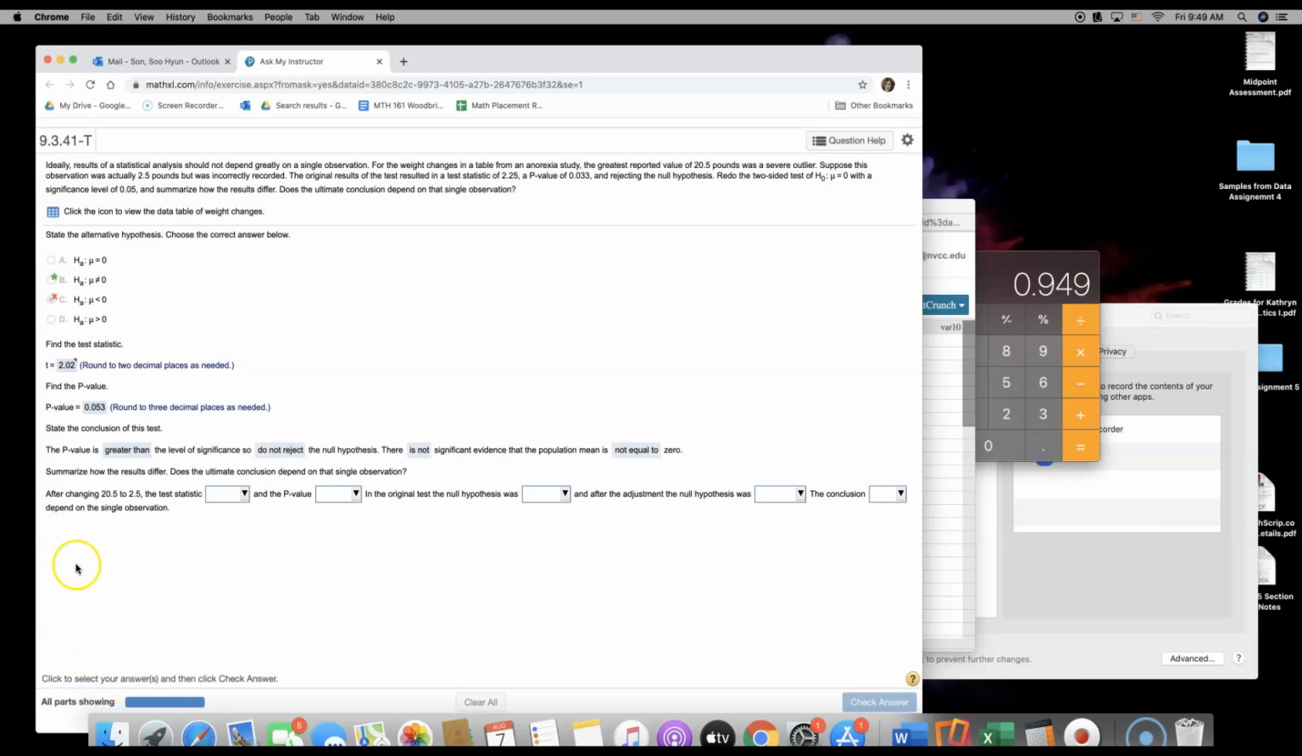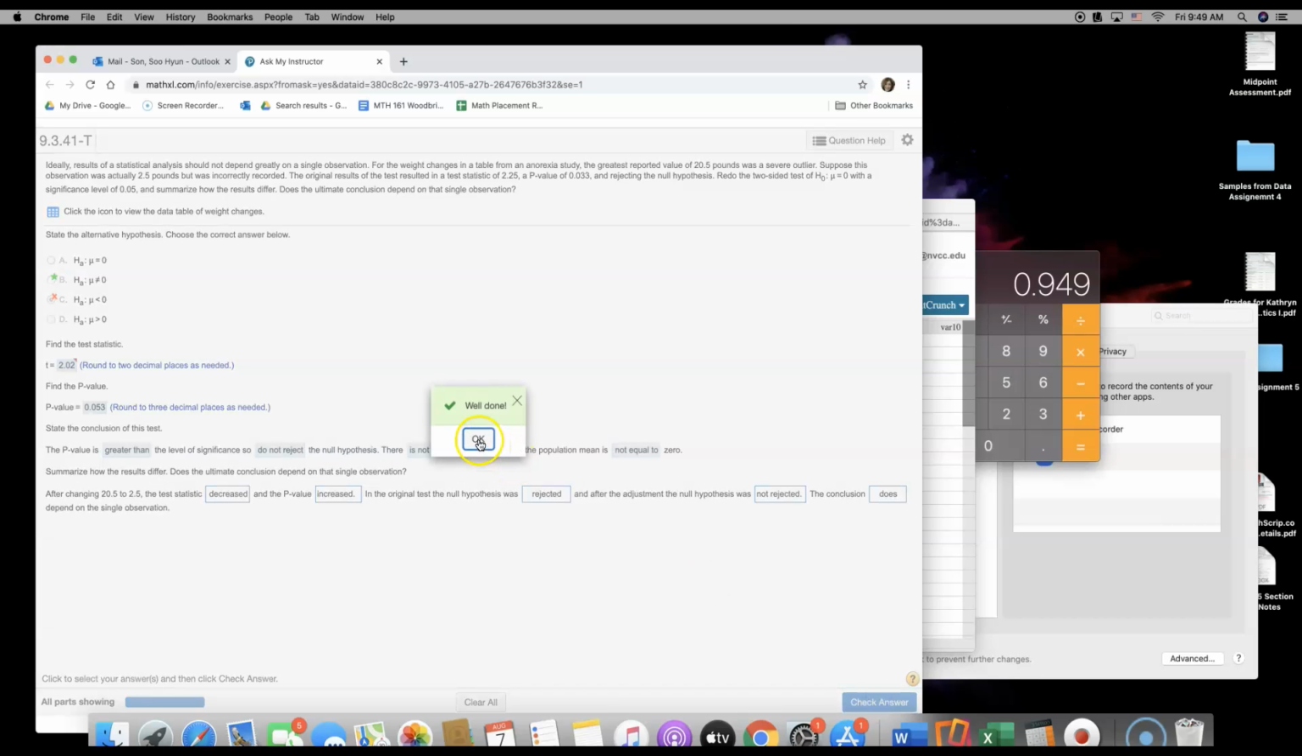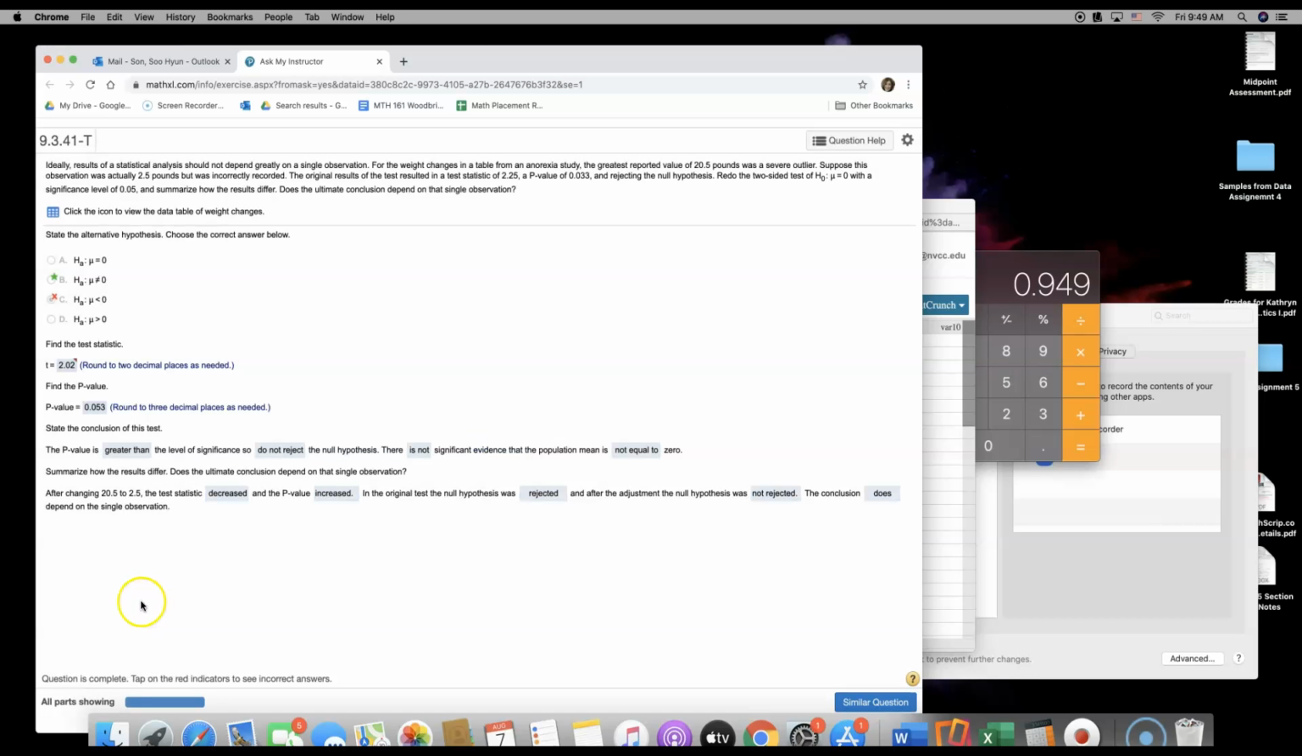Oh, one more. After changing 20.5 to 2.5, the test statistic decreased and the p-value increased. The original test on the null hypothesis was rejected, and after the adjustment, the null hypothesis was not rejected. The conclusion does depend on the single observation. And that is really it.